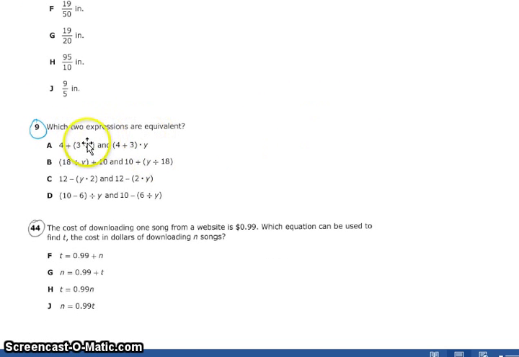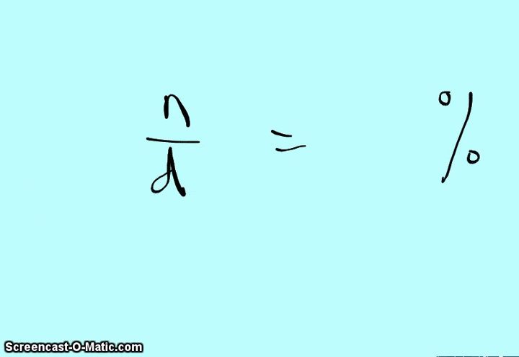Number 9. Which 2 expressions are equivalent? Okay, here you have 4 options of expressions and you want to figure out which ones give you equal numbers when you plug something in. Now, what's important here is to choose a number for your letter. What I mean by that is you have the letter Y. Okay? What you want to do is everywhere you see the letter Y, plug in the number 1.